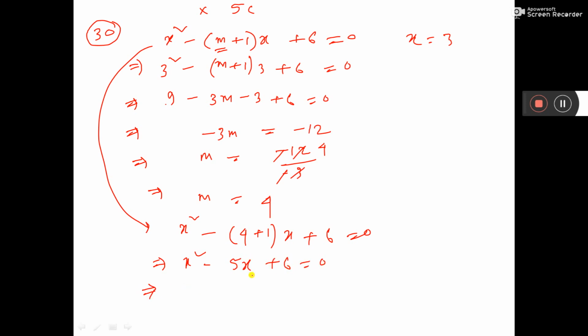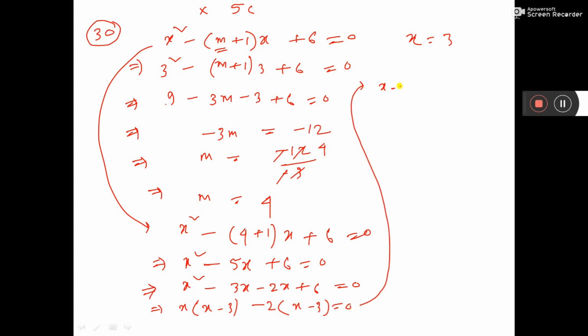Now break down this middle term. 6 means 6 into 1. That is x square minus 6 into 1, if you do, then it cannot be done. You have to break 5 into 3 and 2. x square minus 3x minus 2x plus 6 equal to 0. So take x common, then x minus 3, minus 2 common, then x minus 3 equal to 0. So it is coming (x minus 3) into (x minus 2) equal to 0.